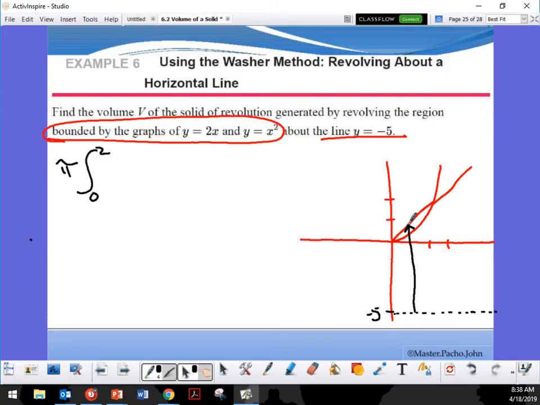Exactly. So you have your function, right? Because your function normally gets you from the x-axis up to your line, but we're going to add 5 to that. And that's going to give me what I need for the volume because it's going to give me the radius that I'm looking for. So in this case right here, it's going to be my 2x plus 5. So we do the same for x squared. And you're going to do the same thing for the other one, right? Because it's going to be the outside minus the inside.